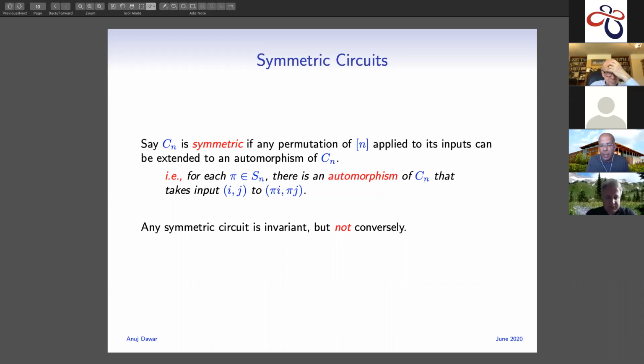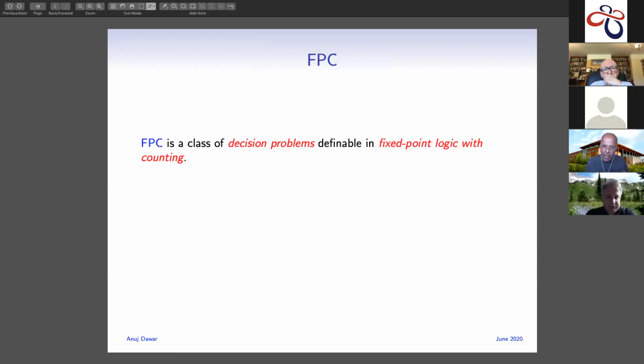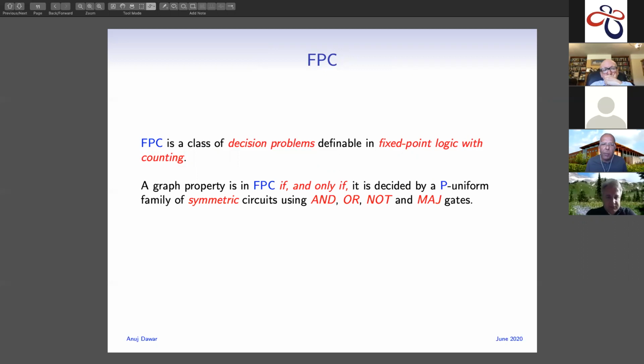Does it blow up the size of the circuit? And we can show it does. But that's in some sense not the main point here. We have actually a very nice characterization of things which you can decide by symmetric circuits, which turns out to be related to things we've been looking at in the context of decision problems definable in fixed point logic with counting. I'm not going to go into fixed point logic with counting at this point, but I'll just give you the characterization.